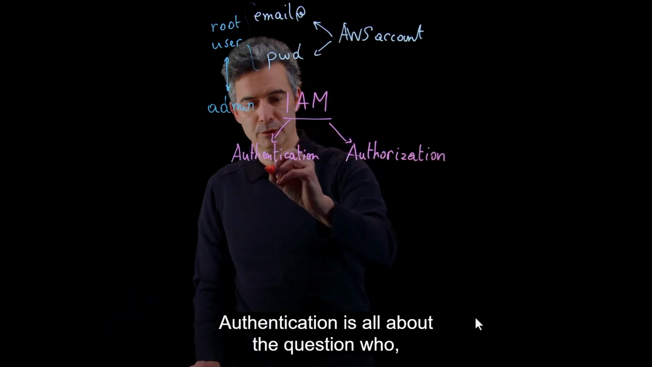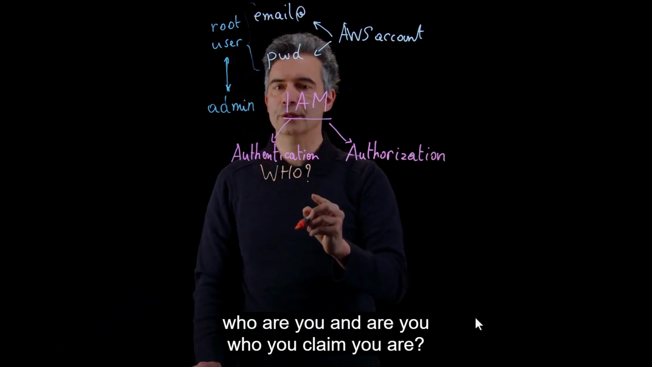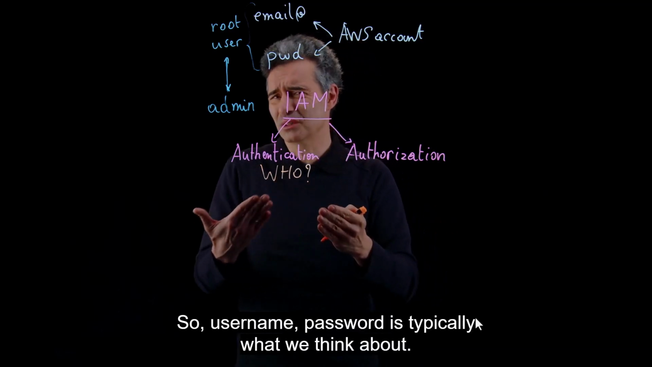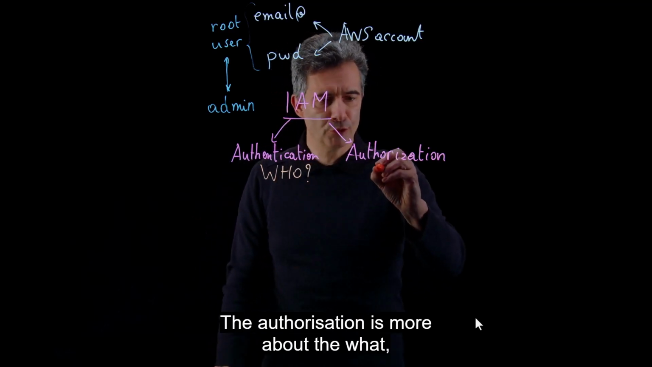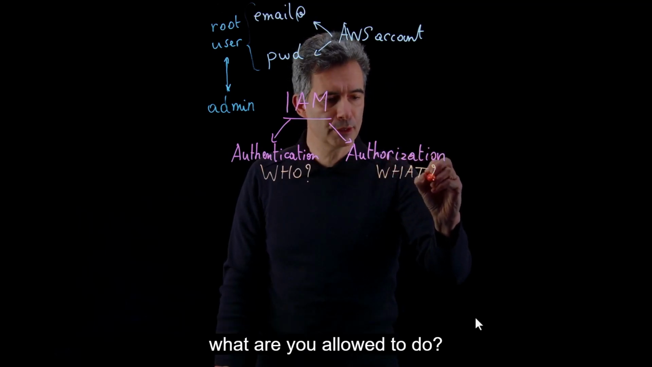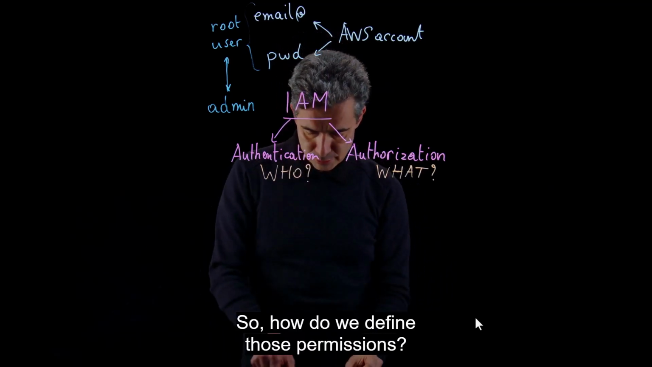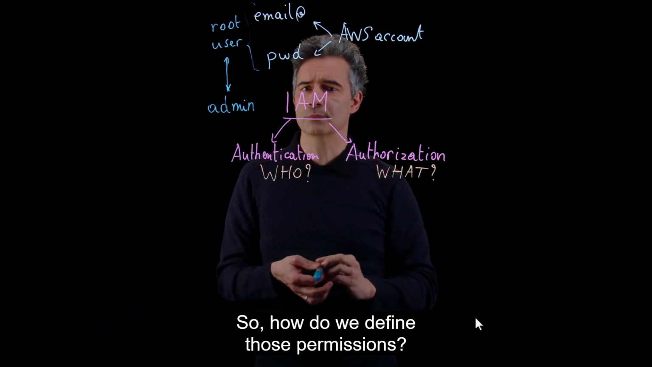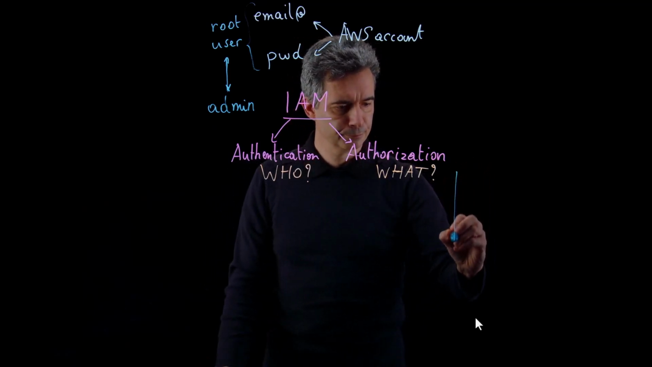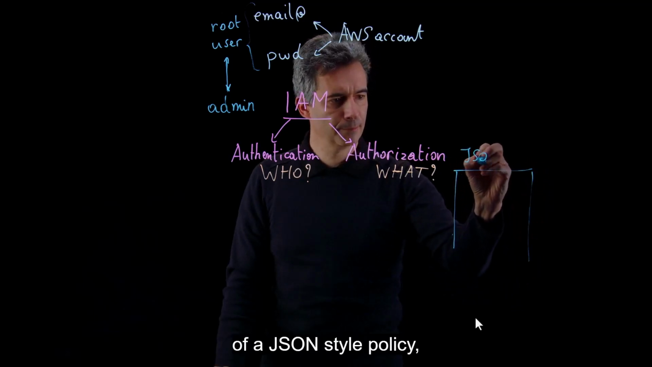Authentication is all about the question, who? Who are you, and are you who you claim you are? So username, password is typically what we think about. The authorization is more about the what. What are you allowed to do? These are your permissions. So how do we define those permissions? Well, we'll do that through the use of a JSON style policy.